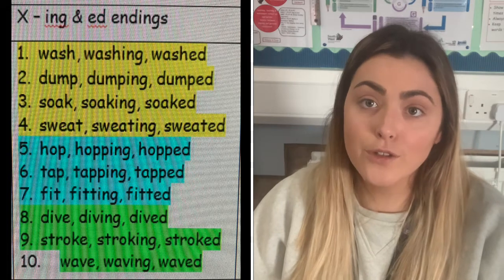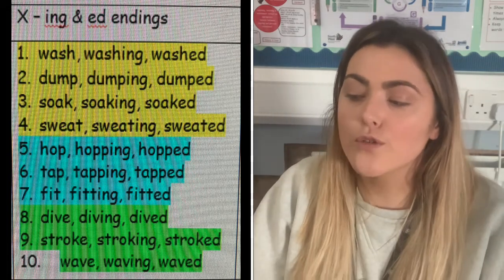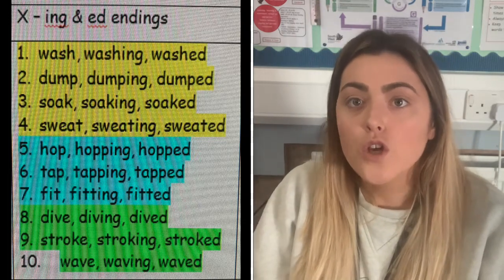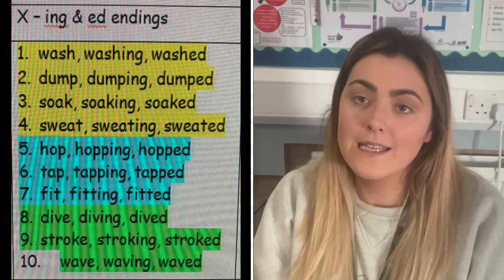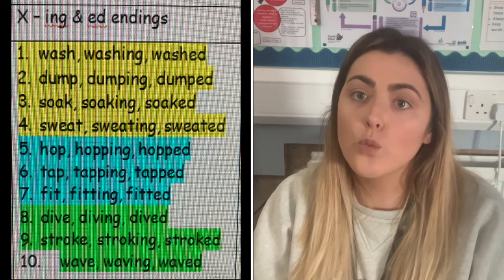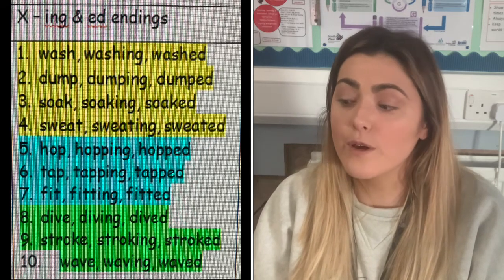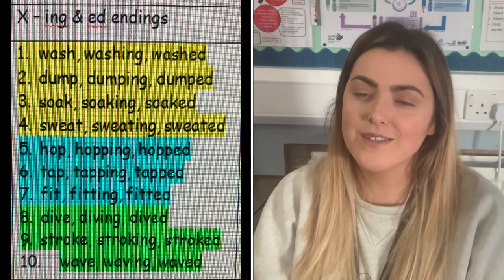And our final rule we will look at is when a word ends in E. So for example, dive or stroke or wave. So those words all end in E. When we are wanting to add ed or ing onto these words, we get rid of the E that is already there. We don't want two E's. If we kept both of them, we would end up with stroked with two E's in it. So we have to get rid of it.